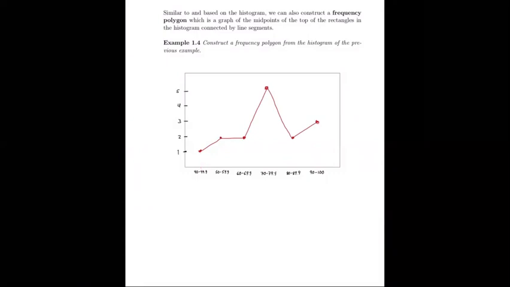So there's our frequency polygon. Kind of like a line graph, but it involves frequencies. That's what makes it a frequency polygon.